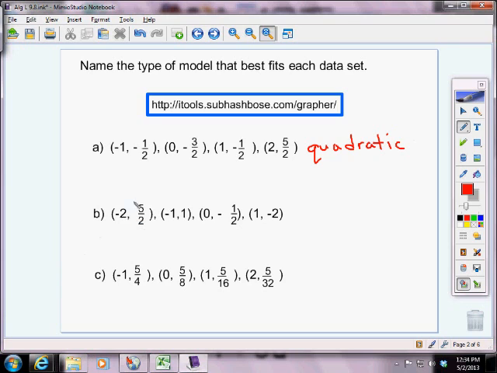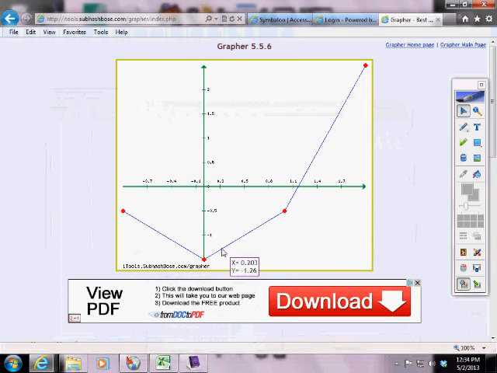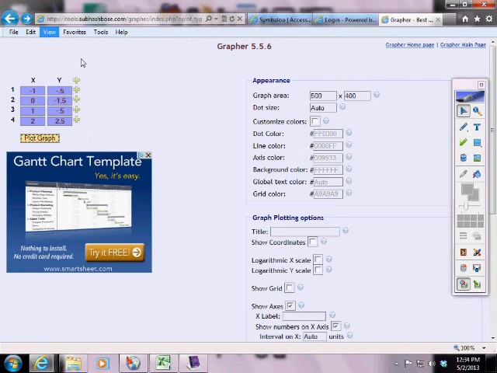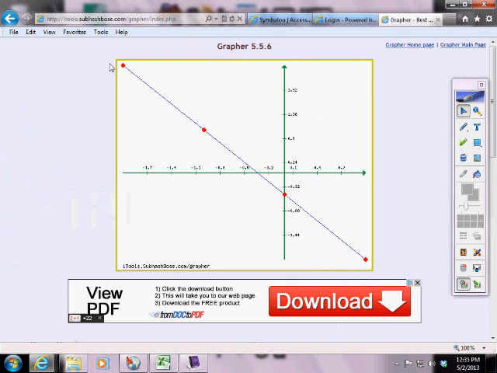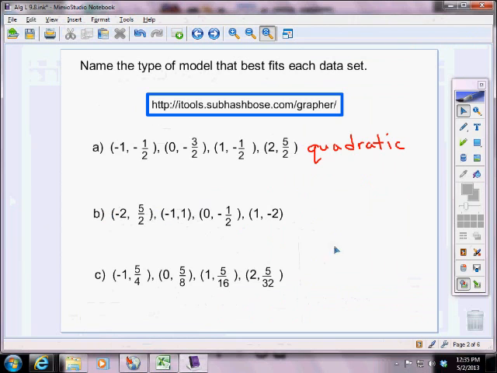Let's try the next one. We have -2, 5.5, -1, 1, 0, -1/2, 1, and -2. So I'm just going to plug these in, again, just sketch a graph. You do not need to make a very involved graph at all. This graph looks pretty linear to me. It seems like everything's lying on a straight line. So I'm going to call this set of points here, this relation, linear.